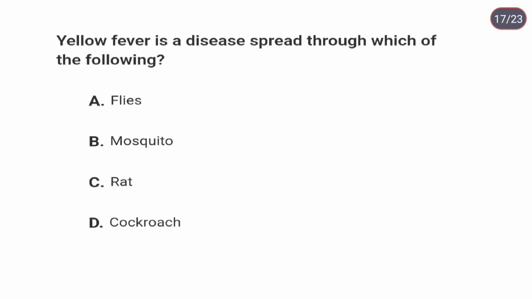Yellow fever is a disease spread through which of the following? Mosquito. The disease is caused by the yellow fever virus and is spread by the bite of an infected female mosquito. It infects only humans, other primates, and several species of mosquitoes.